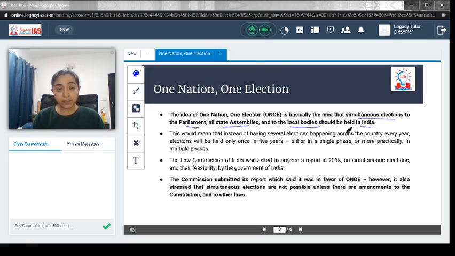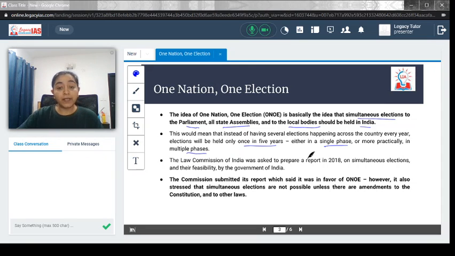To get away from this always-in-election-mode process, one nation, one election has been recommended. This would mean that instead of having several elections happening across the country every year, elections will be held only once in 5 years, either in a single phase or, more practically, in multiple phases. Even now, for big states, elections happen in multiple phases. Similarly, people could go for electing at the center and the state, done in phases so that the population could be dispersed.